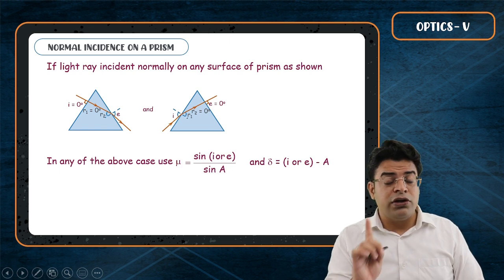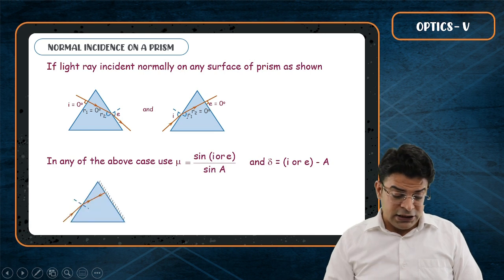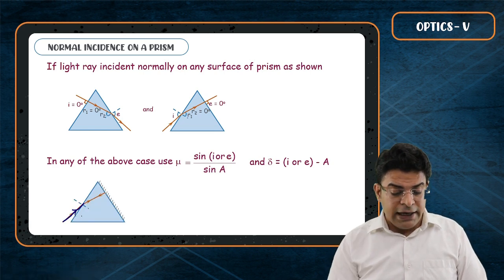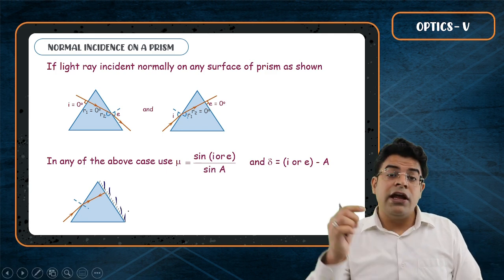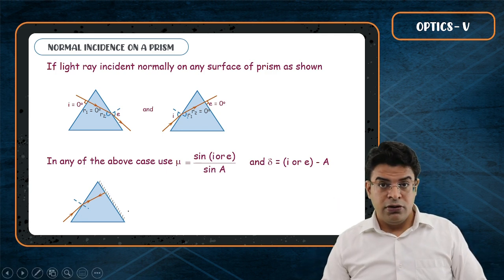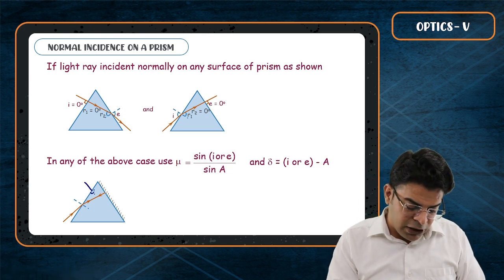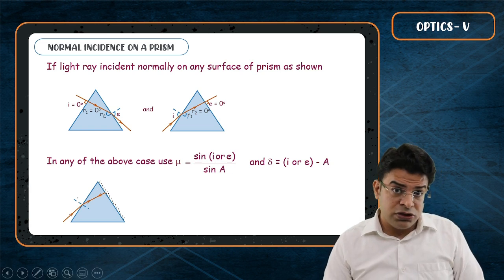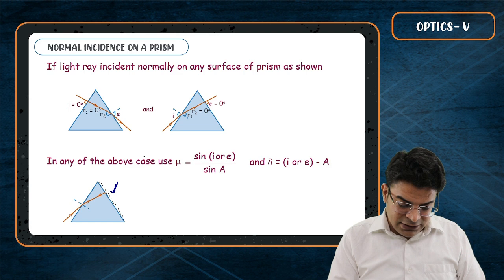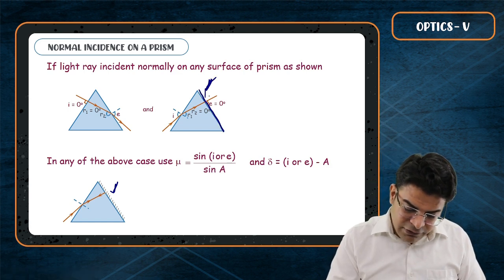Now, there is one more case which is asked so many times in so many competitive examinations. The case is when you hit a ray of light on a prism whose second surface has been silvered, and the ray retraces its path. Then you have to tell what is the refractive index of this prism material. So, how to solve this particular question? Again, this case is the same as the second case. It's just that you have silvered the surface.